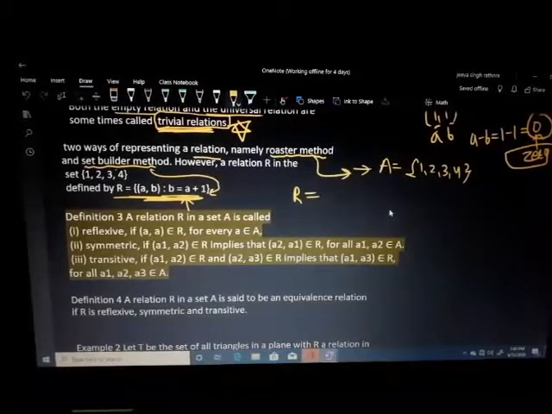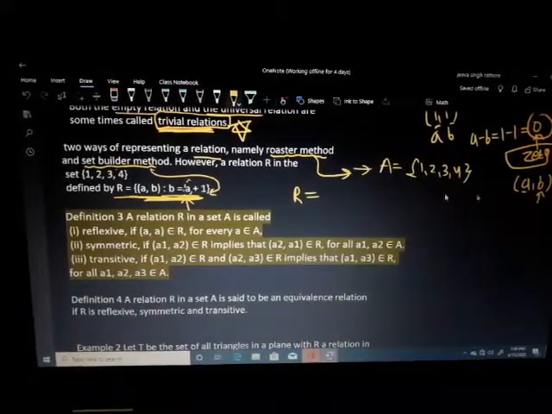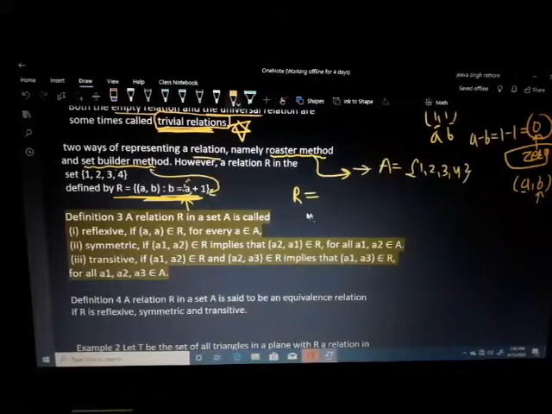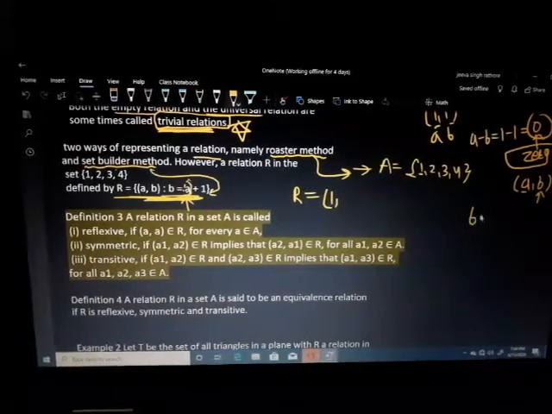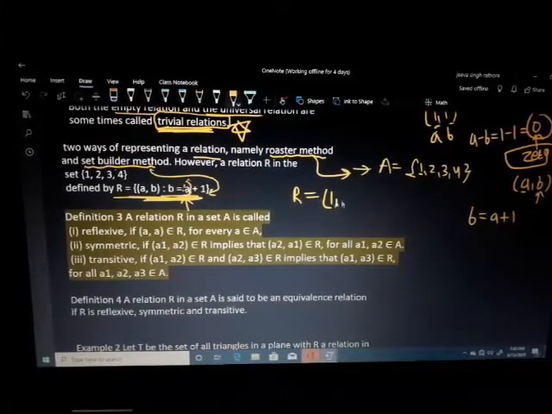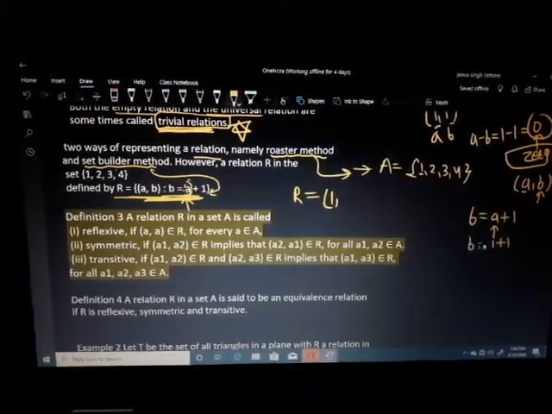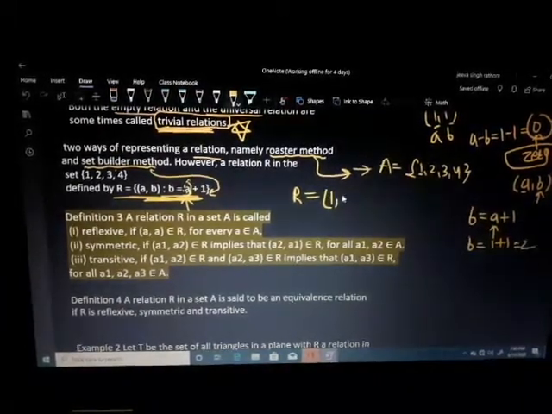Putting the values of A, you can find out the values of B. (A, B) is the ordered pair. B can be found by putting the value of A and adding 1. If you put A equals 1 in the given relation B equals A plus 1, you get B equal to 2, that is (1, 2).